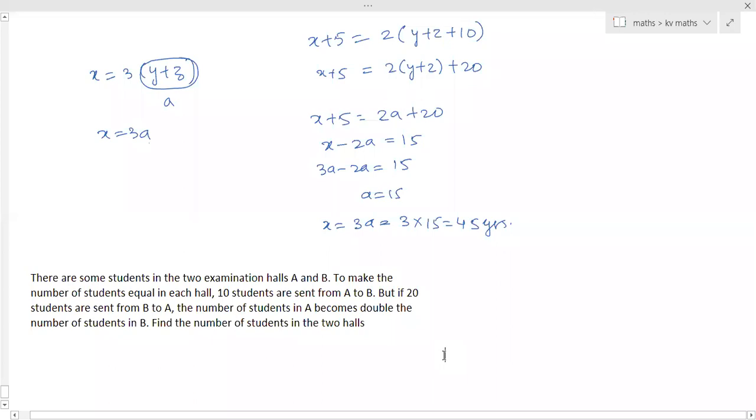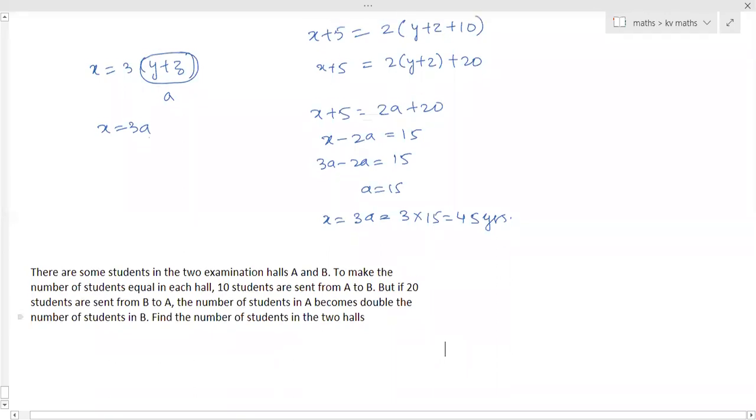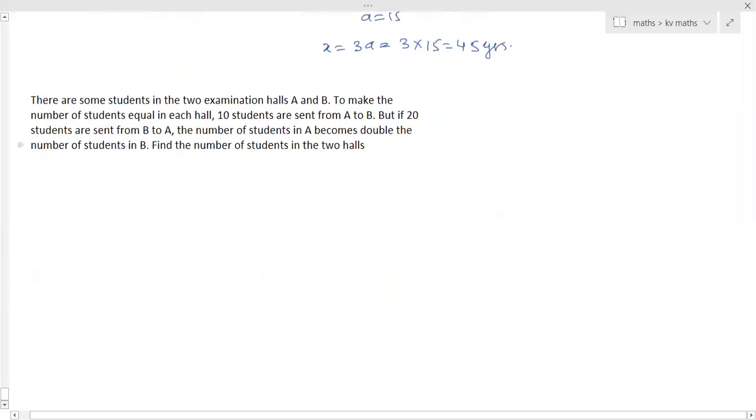How to do? Just like that, this one, money giving. We have solved. A tells us if you give me 10 rupees, I will be twice as old as you. The same question, this one also. There are some students in A and B. So how many students are there? We will consider classroom A and B. X and Y number of students are there. To make the number equal, that means after shifting, the number becomes equal.